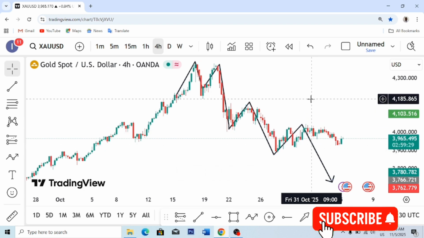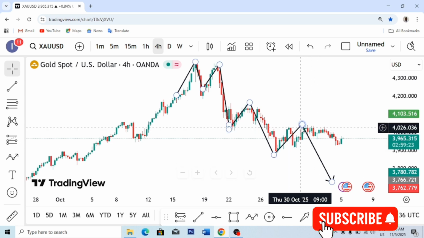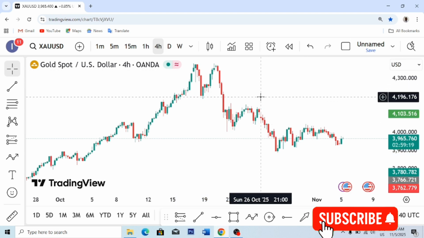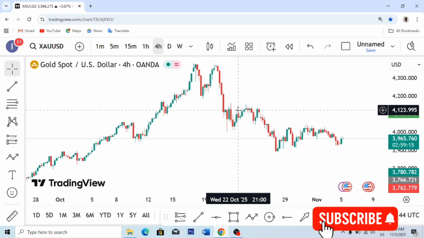So why should I be looking for buying opportunities? No, the market is clearly heading to the downside, right? So once I see that the 4-hour time frame and the daily time frame are actually in sync, I now mark out my support and resistance. Where should I be buying and where will I be selling, right?